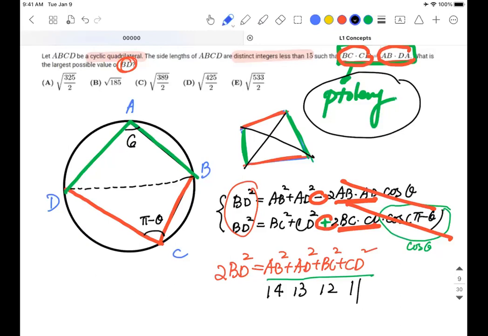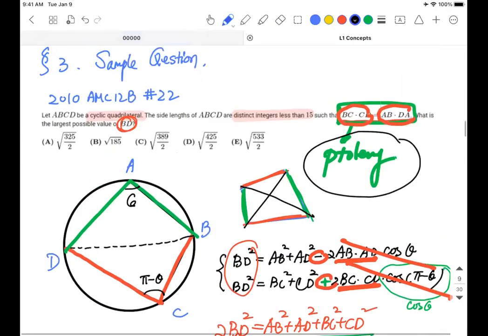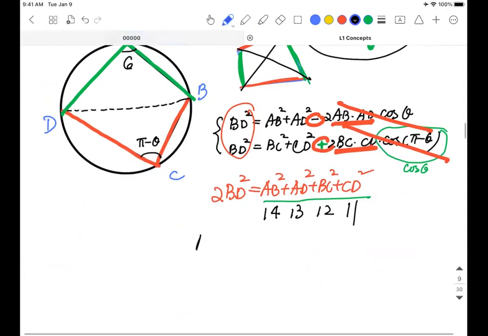However, before you jump to the conclusion, sometimes the question gives you some quick tweak before you go to the final solution. I can't really randomly give 14, 13, 12, 11. Why? Because AB, AD, BC, CD, there is a relationship between them. What is the relationship? BC times CD equals AB times AD. If you just plug in 14, 13, 12, 11, this is not going to work, right? That's the only tricky part for this problem.